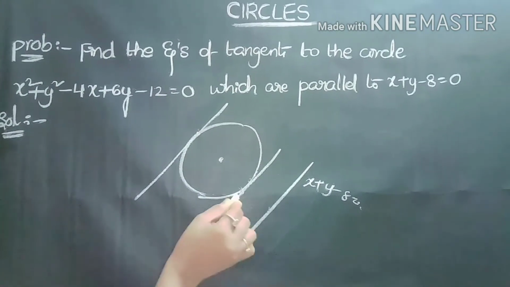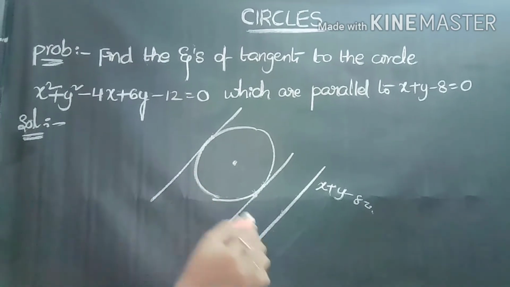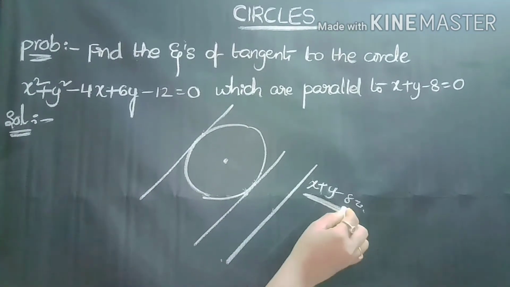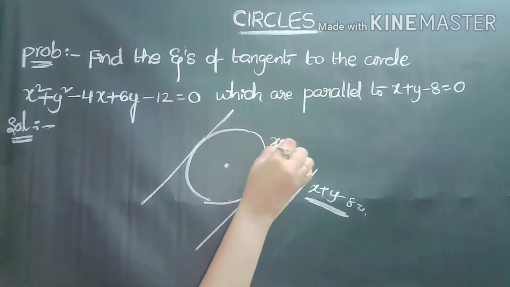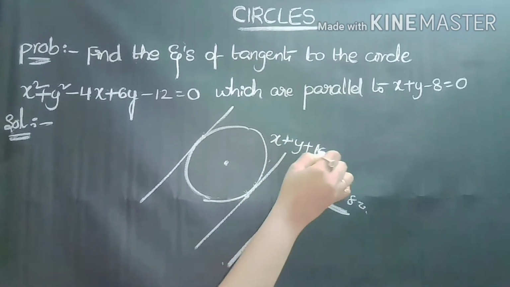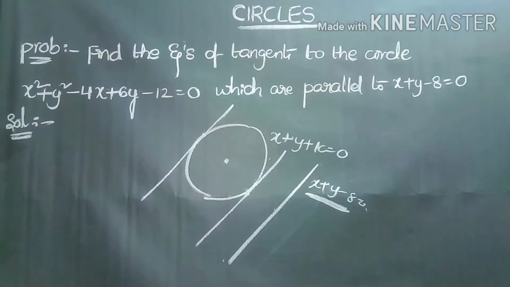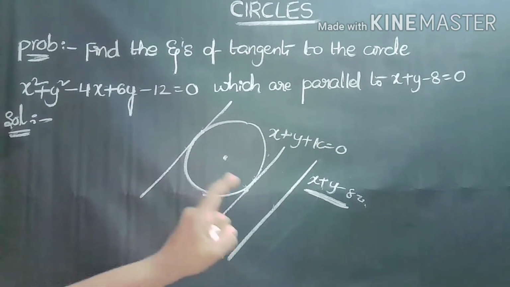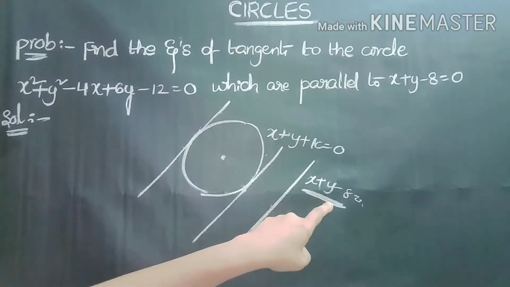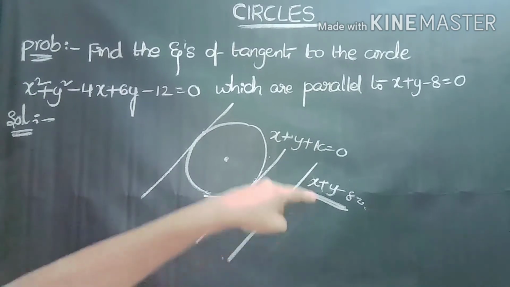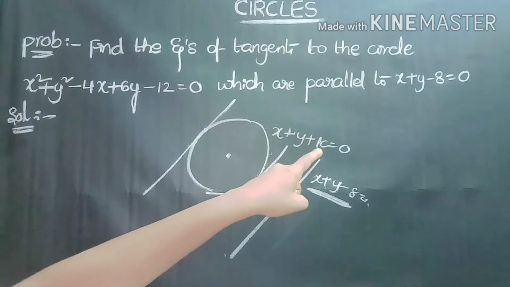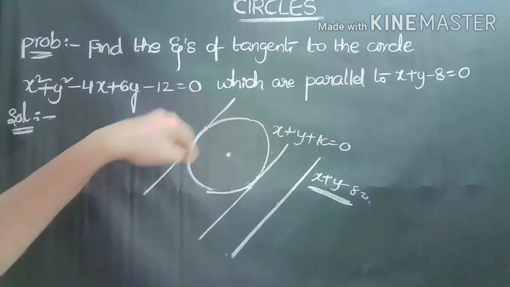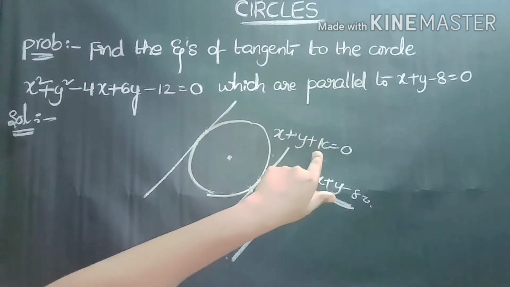Now since these three lines are parallel to each other and the equation of one line is given, what is the equation of the other line? The equation of the other line is of the form x plus y plus k is equal to 0, since parallel lines differ by a constant only. So the equation of the line parallel to this one is x plus y plus k equal to 0. Now it is enough to find the value of k to get the equation of the tangent. So here our target is to find the value of k.